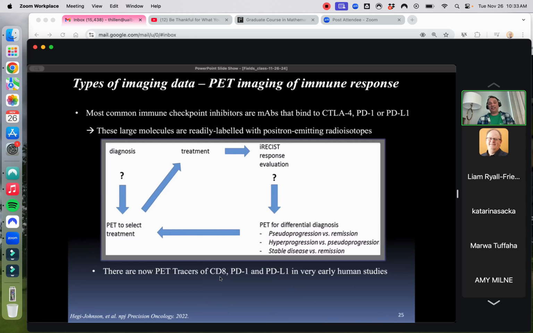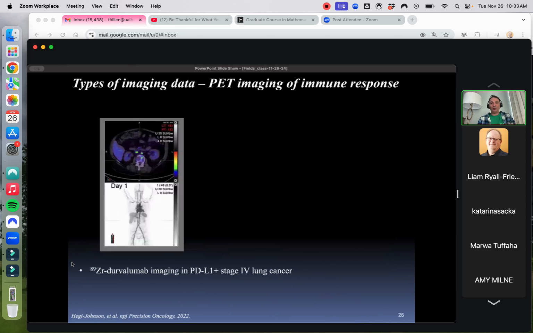So now there are PET tracers for CD8, PD1, PD-L1. They're in very early human studies, right? This is a new thing. So we're going to take a quick look at one right here. Most of them are labeled with 89 zirconium, which has a really long half-life because it takes a while to accumulate. You can't have something with a shorter half-life like FDG, which has a half-life of, oh, good grief, I should know this. It's like 110 minutes, so just around 2 hours. So after, say, 5 or 6 half-lives, most of it has been removed from the system. And the half-life of 89 zirconium, I should also know this, but it's on the order of days.